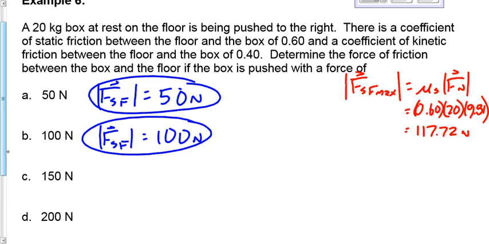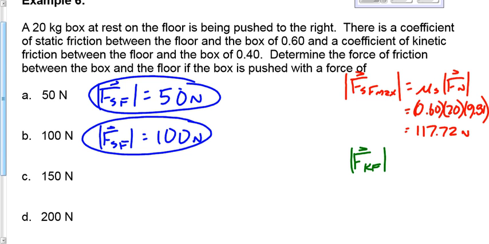I push with 150. Does it move? I won. I beat static friction now, right? What's the force of static friction now? 0. What kind of friction do we have? Kinetic friction because it's moving. Let's calculate kinetic friction over here.